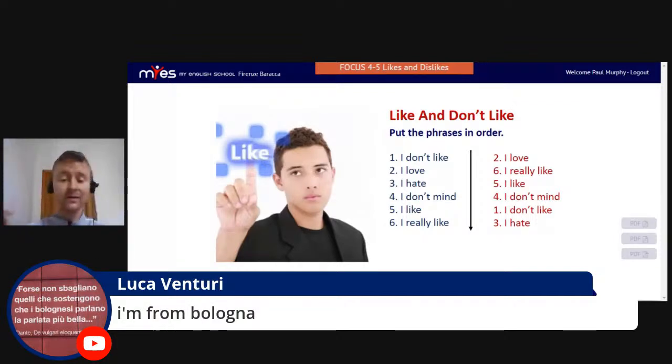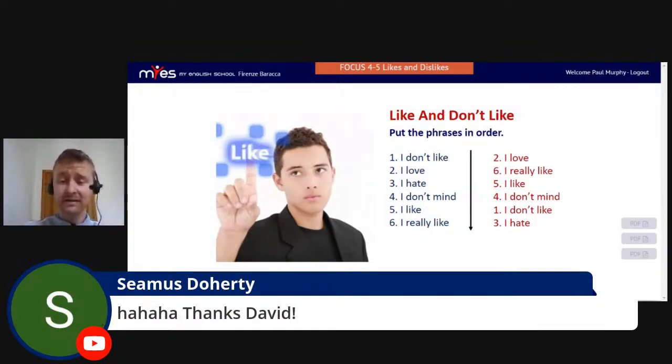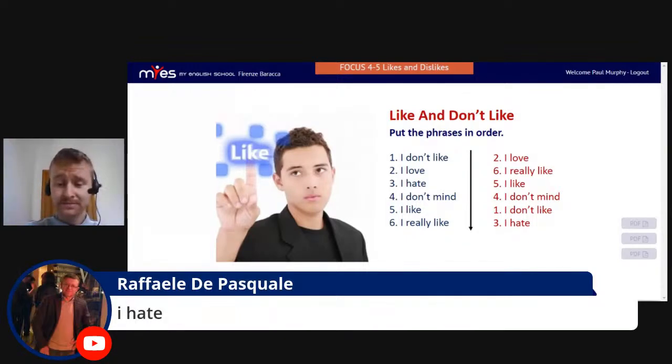Now we have two examples of two people from Bologna. So extra points for you guys. So we have here an example of I don't like drinking wine. But Brogan loves drinking wine. Absolutely. I think that's correct. David, I guess your name is. Thanks, Seamus, for that contribution.